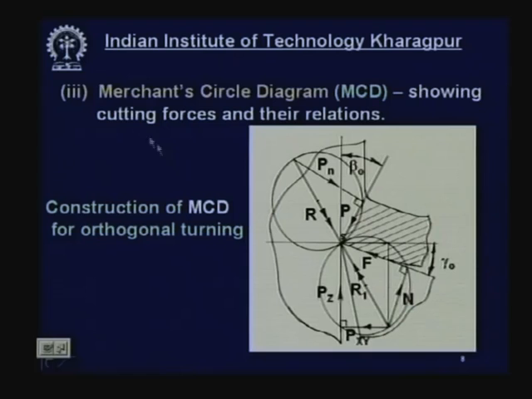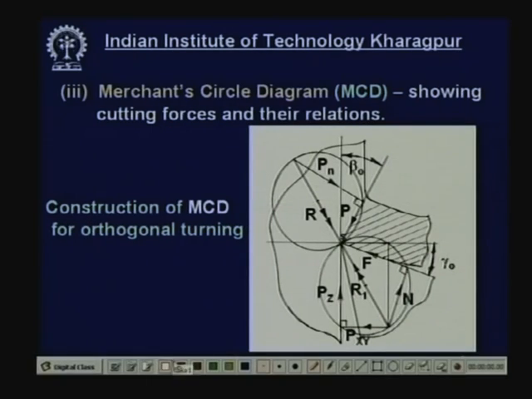So, now we shall deal with the Merchant cycle diagram showing the cutting forces and their relations. First is the construction, the construction of the MCD for orthogonal turning. Here a point has to be noted: this Merchant cycle diagram is a very unique method, applicable for orthogonal cutting only. It is not applicable for oblique cutting. However, now what are the forces acting?